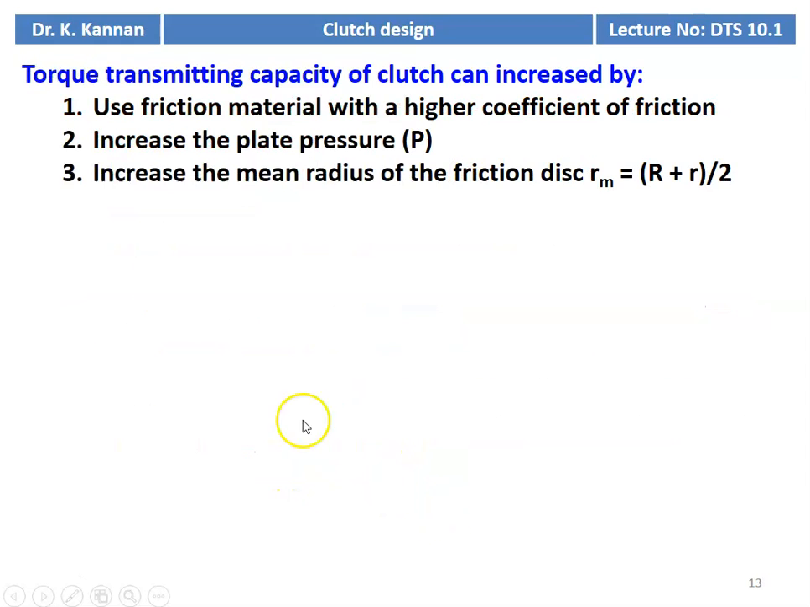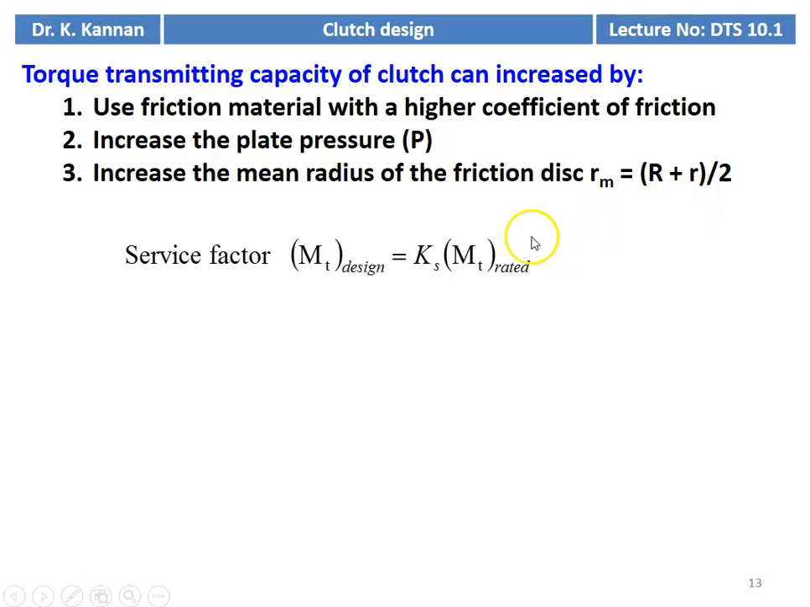Then torque transmitting capacity of the clutch can be increased by use of friction material with a higher coefficient of friction. Mu value should be higher. Also by increase of plate pressure, the total pressure applied, and by increasing the mean radius of the friction disc, Rm equal to (capital R plus small r) divided by 2. And the service factor: torque transmitted for the design value equal to Ks into torque transmitted rated value. So, Ks is the service factor.